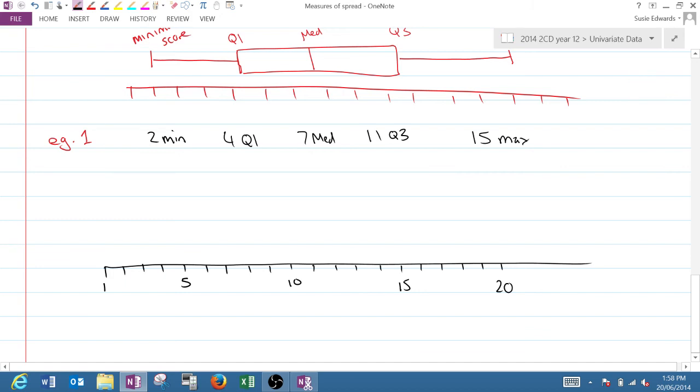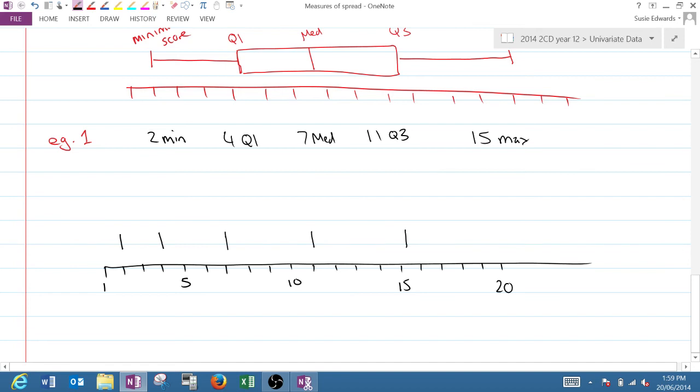So, once you've got your scale, this becomes really easy. We just have to do vertical lines, 5 vertical lines for the 5 bits of information we have. So I'm going to say 2, 4, that's not 2, that's 3, 2, 4, 7, 11, and 15. So you just draw in 5 lines. You don't need to label them because we're supposed to know what this box and whisker plot represents, what each of the numbers represent.